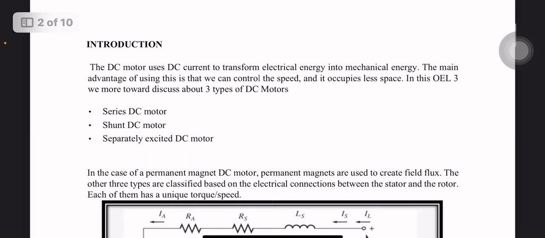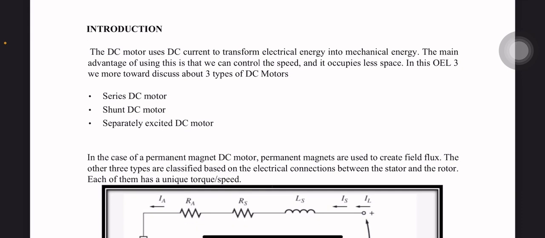Okay, for the introduction, the DC motor uses DC current to transform electrical energy into mechanical energy. The main advantage of using this is that we can control the speed and it occupies less space.